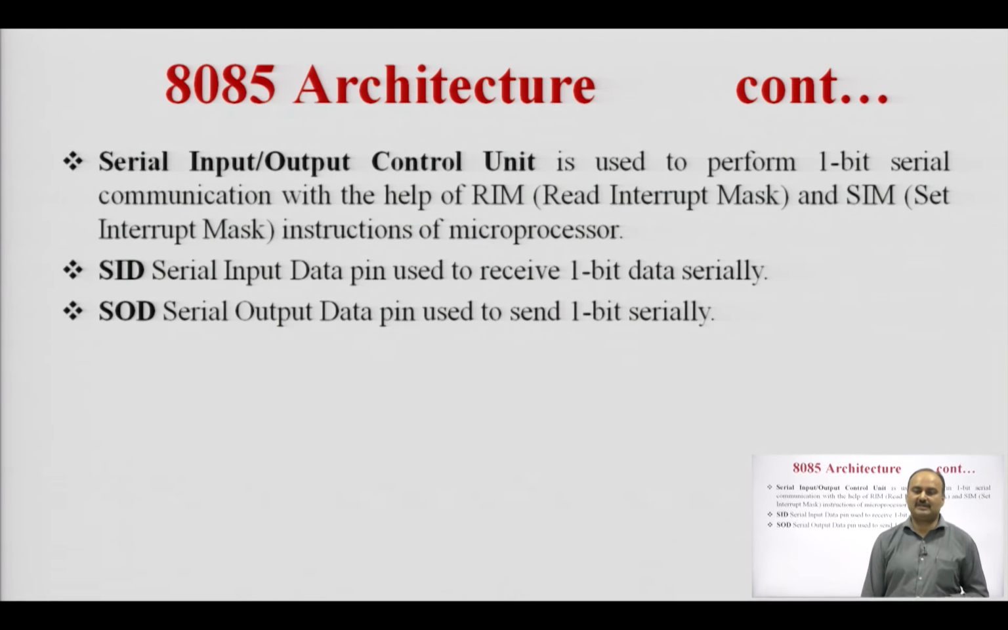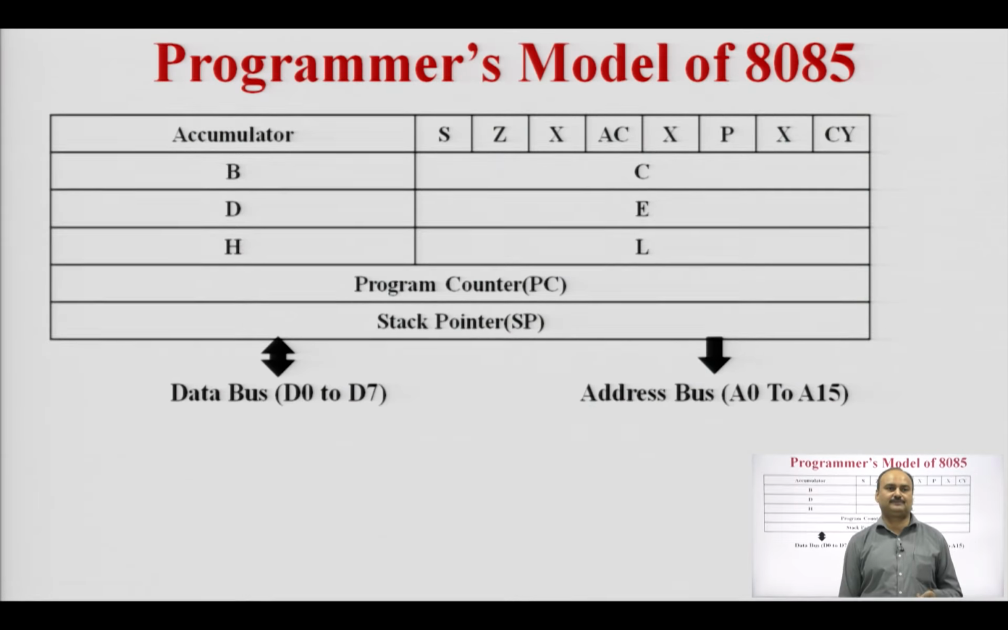To perform 1-bit serial communication, the serial input output control unit consists of the SID and SOD signals. With the help of these, the microprocessor will perform 1-bit serial communication bit by bit with the help of the RIM and SIM instructions. The serial input data pin is used to receive 1-bit data serially, and the serial output data pin is used to send 1-bit data serially, under the control of the serial input output control unit.